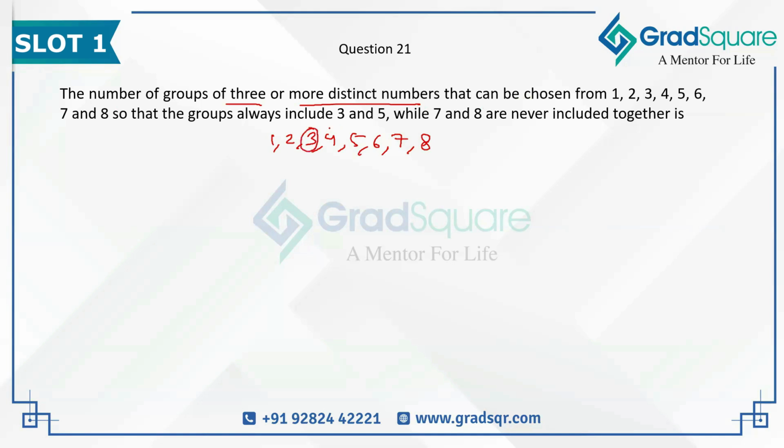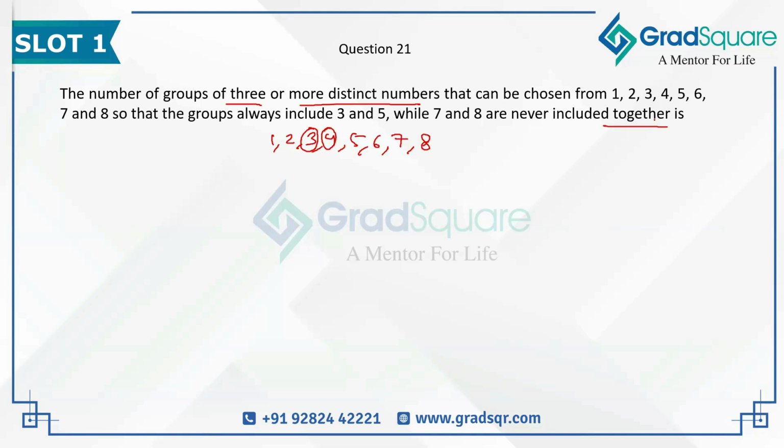Remember this thing: the group always contains 3 and 5. So my group will definitely contain a 3 and a 5, while 7 and 8 are never included together. 7 can be there, then 8 should not be there. If 8 is there, then 7 should not be there. And both of them can also be missing from our selection.